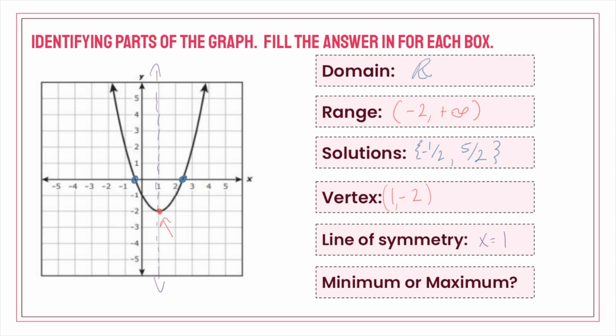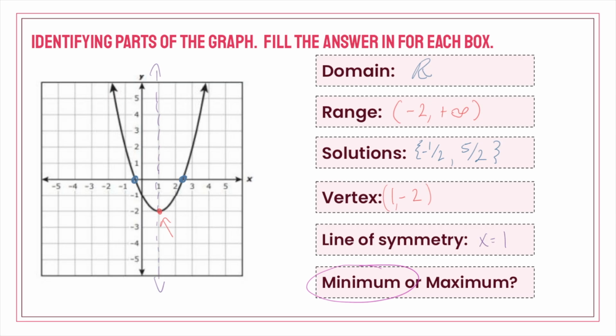And then we have to determine, do we have a minimum or a maximum? Well, in this case, the graph can go no lower than -2. That's the minimum it can reach. It can go up forever, so it has an unlimited maximum, but it only has a limited minimum of -2, so minimum is what we have for this graph.